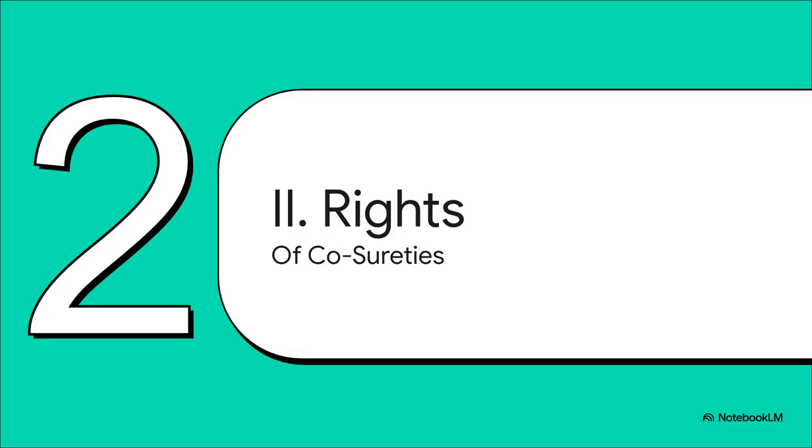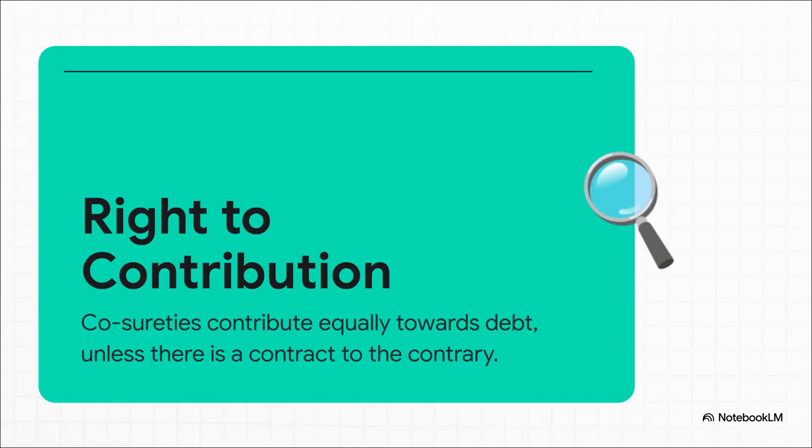That brings us to our next major subheading. Write down Roman numeral 2, Rights of Co-Sureties. Because once a person takes on this massive, terrifying responsibility, the law simply has to afford them certain protections against their fellow guarantors. And the first right is purely statutory: right to contribution. Section 146, co-sureties are liable to contribute equally towards the debt unless there is a contract to the contrary.